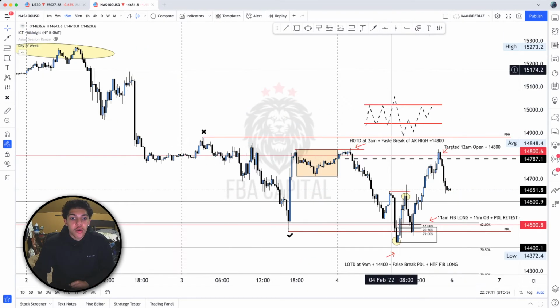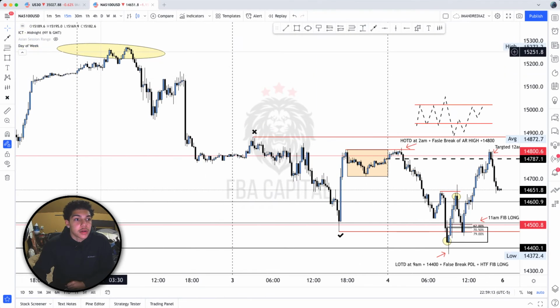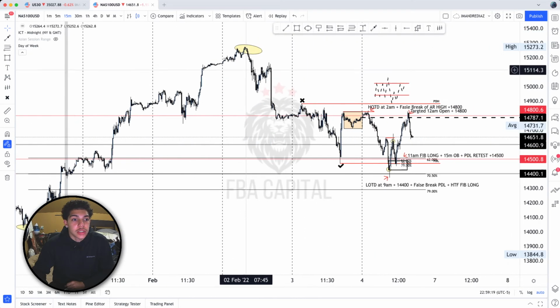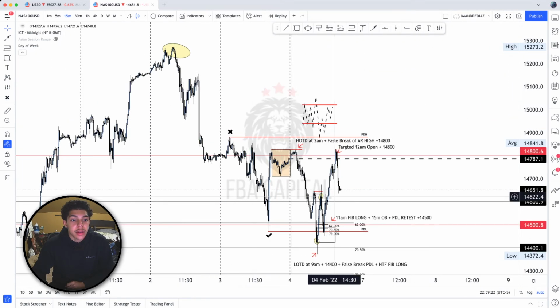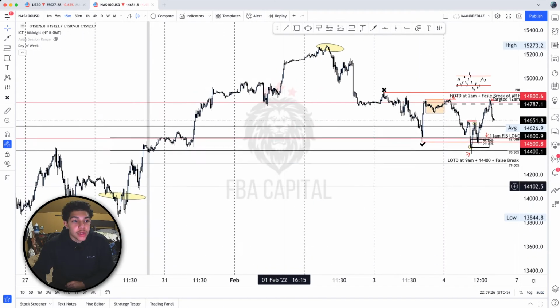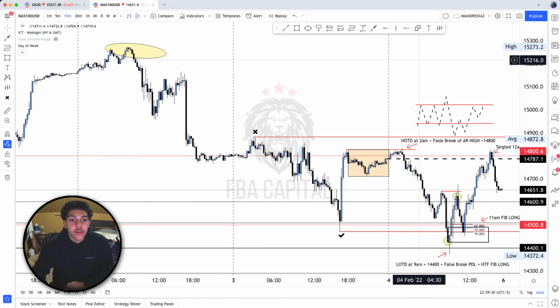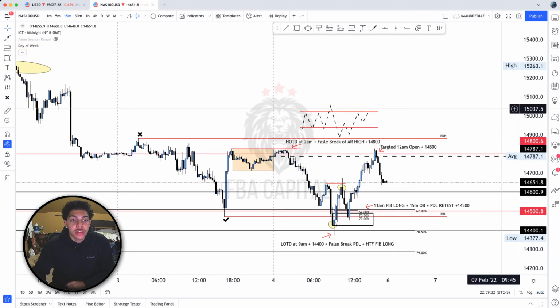So this is overall what happened today. So from this high up here, so from this week's weekly high, on 1, 2, 3, this is Wednesday's high until the low. From Wednesday's high all the way to last week's low on Friday, that's where we had this fib long retest. And overall, I want to see price continue to move bullishly from here.